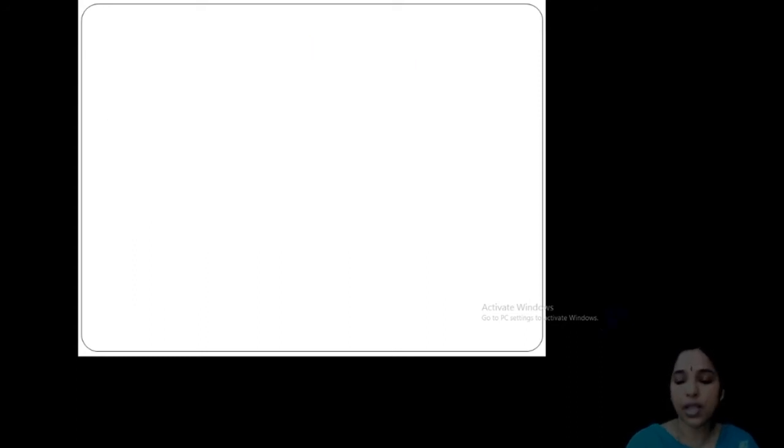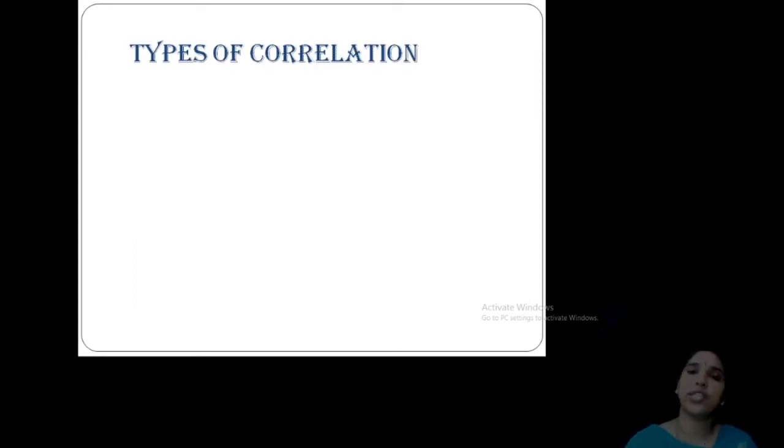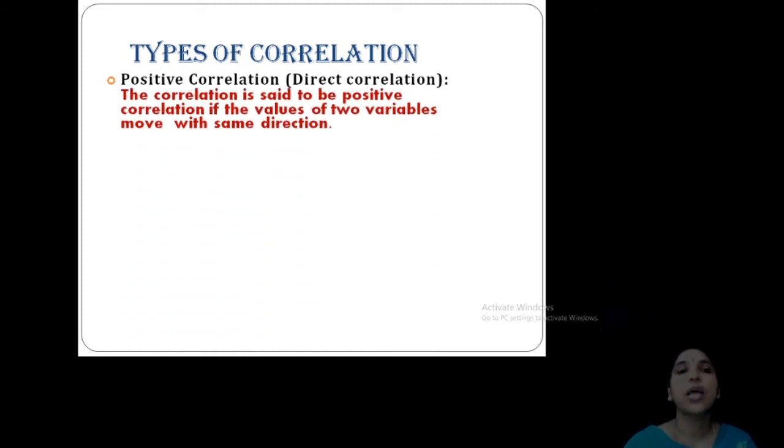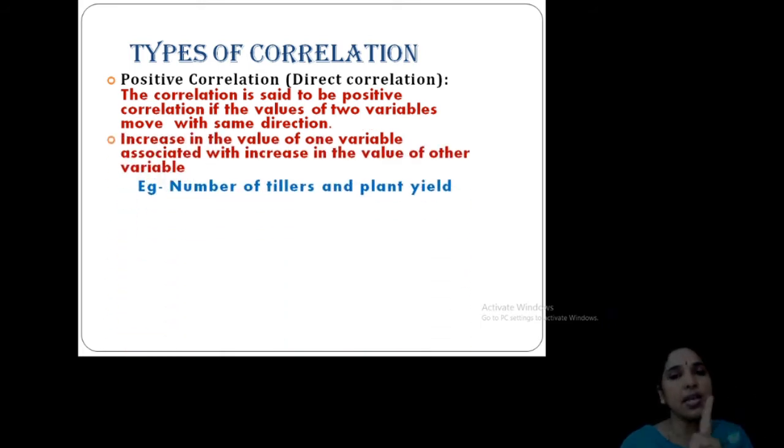Clear? Now let us study the types of correlation. What are the different types of correlation? The first one is positive correlation, or direct correlation. What is it? The correlation is said to be positive when the values of two variables move in the same direction. That is, an increase in the value of one variable causes an increase in the value of the other variable, and a decrease in the value of one variable causes a decrease in the value of the other variable. For example, number of tillers and plant yield.